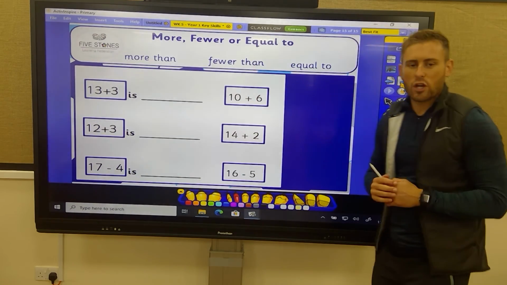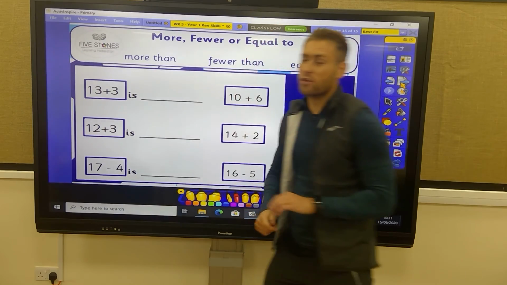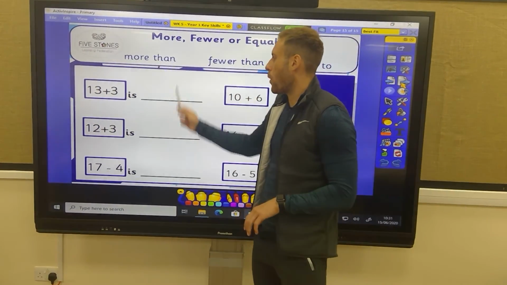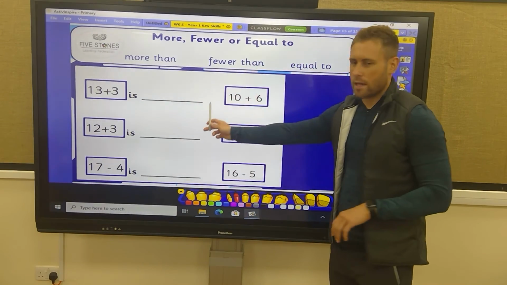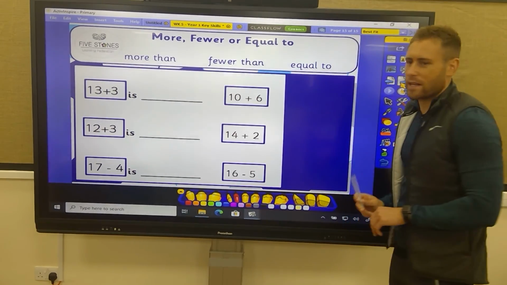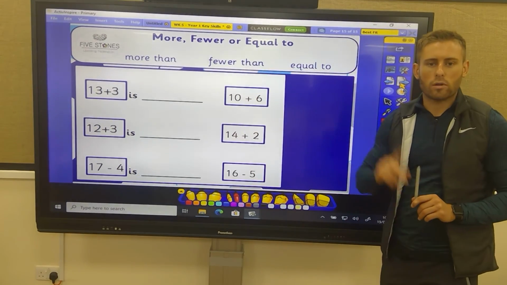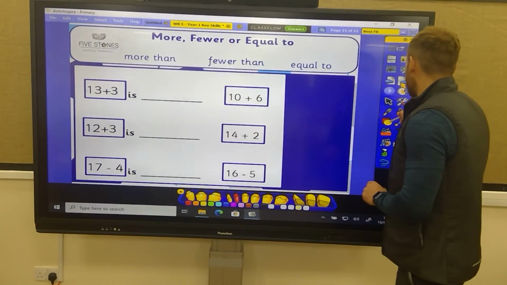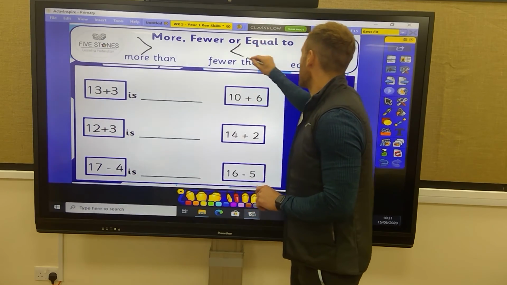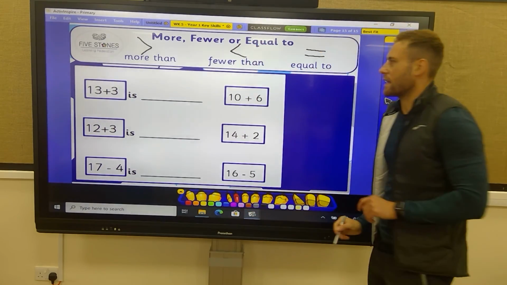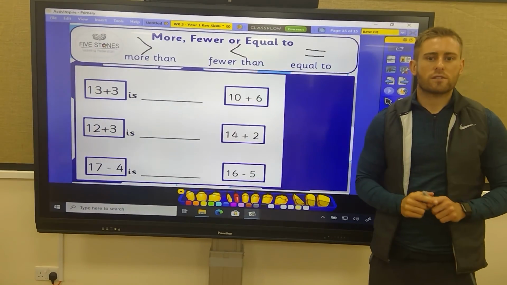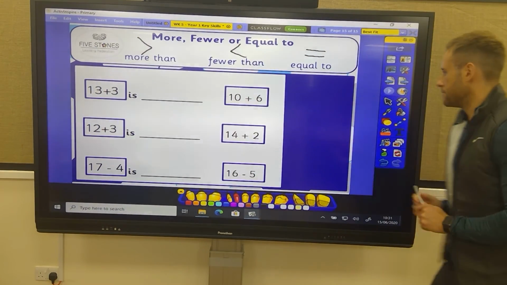Your activity now. You have got a couple of number sentences. So first of all, you will have to solve those number sentences. Then you will need to choose whether it is more than, fewer than, or equal to. Okay? And if you manage to do that, could you possibly write it using the symbol from the previous slides? Remember our symbols. We've got more than, fewer than, and we've also got equal to. So see if you can write it using the symbols as well. Pause the video to give yourself more time.